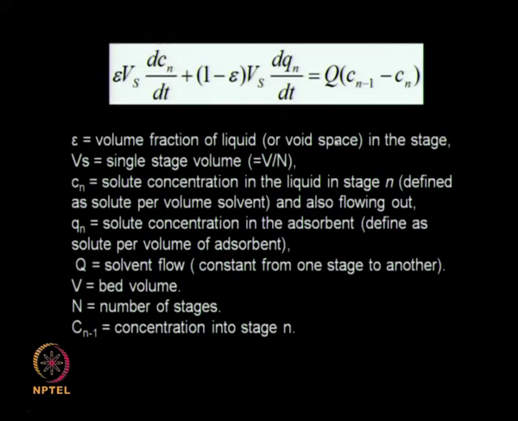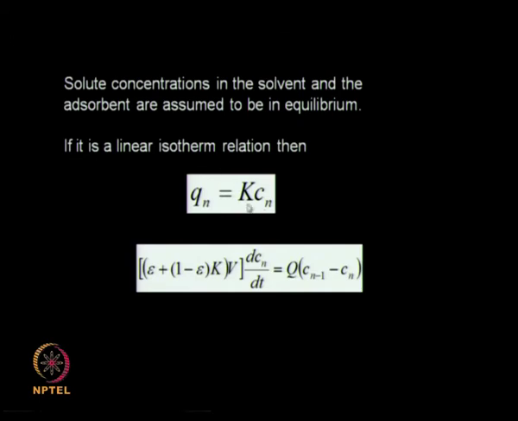So now we introduce the equilibrium. If you assume linear adsorption equilibrium, that means there is a linear relationship between Cn and Qn, then life becomes very simple. So if we assume Qn equal to Kcn, please note that the concentration of the solute in a particular stage in the stationary phase and the concentration of the solute in that same stage in the mobile phase are in equilibrium. So Qn is equal to Kcn, Qn minus 1 will be equal to Kcn minus 1, Qn minus 2 will be equal to Kcn minus 2, like that.